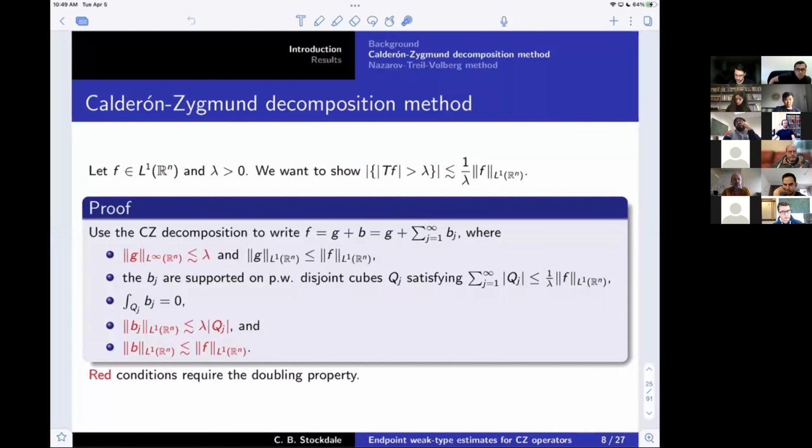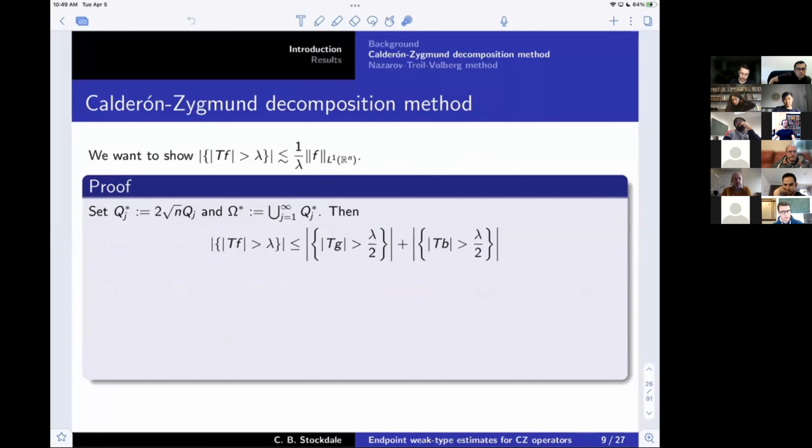Okay, but once you have this decomposition, again, we want to prove this inequality right here. So what we're going to do is take the left-hand side of that expression, write f as a good function plus the bad function, use linearity of our operator T, and then this is really just a set inclusion. You can split it up. If Tf is bigger than lambda, then Tg must be bigger than lambda over 2, or Tb has to be bigger than lambda over 2. So you can split it up, studying T applied to the good function and the bad function separately.